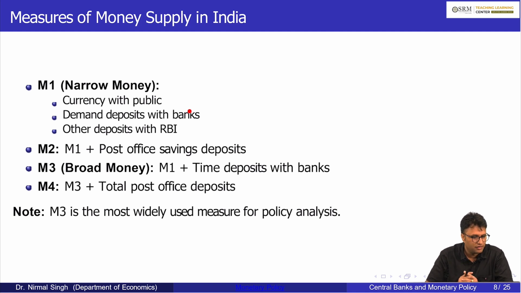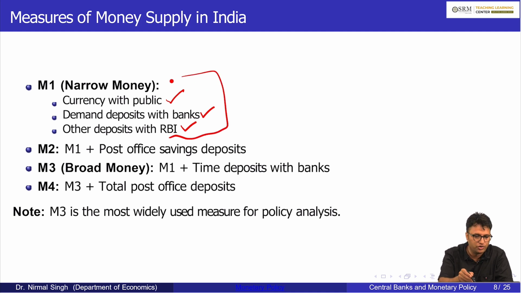There are four measures used to measure the money supply. The first one is the narrow measure, known as M1, which includes currency with the public, demand deposits with the banks, and other deposits with the RBI. So these components constitute M1. That is the first measure, and it is a narrow measure of money because it includes only a few variables that account for how much money there is.